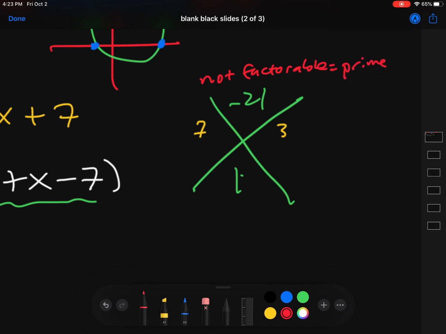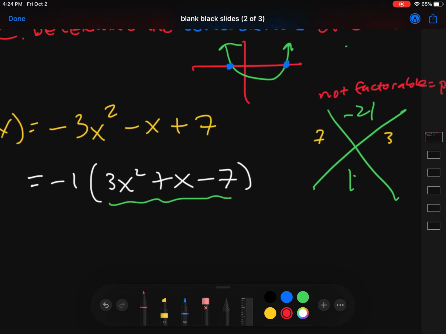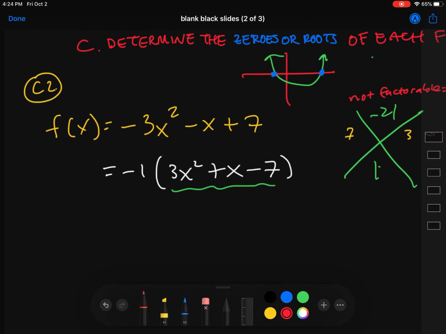Okay, what does that mean? That means you don't just say it's prime and be done with the problem. It just basically means that you can't solve it by factoring. Remember, our end goal here is to figure out where it crosses the x-axis, so we're using all these different methods. Now I could use completing the square, but I think the best one's probably going to be the quadratic formula. So let's do the quadratic formula.